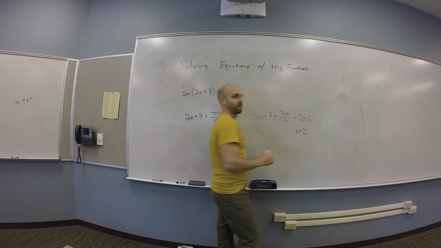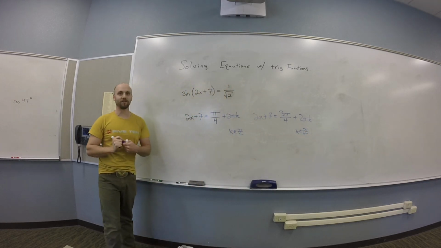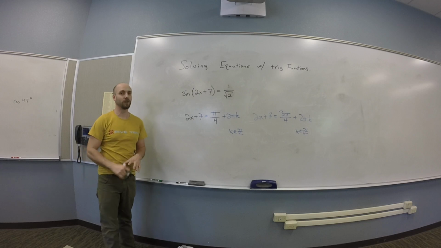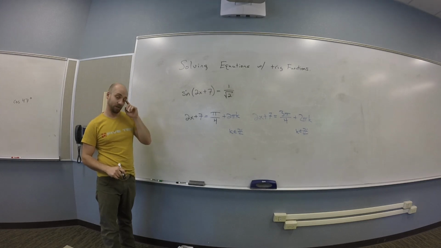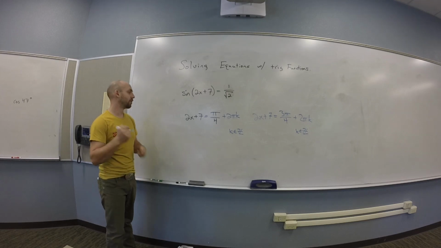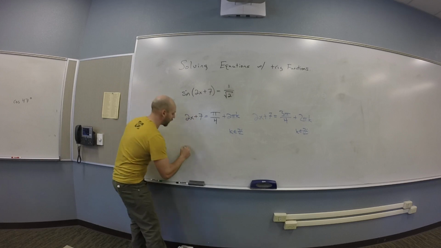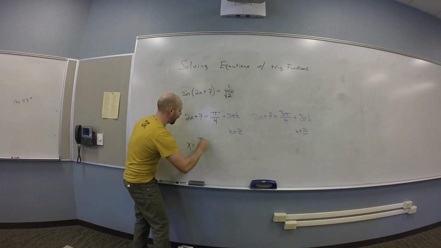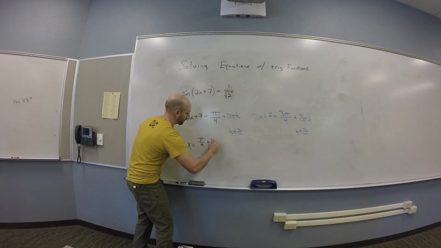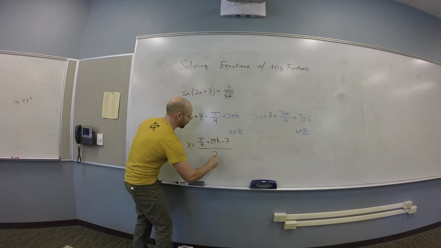And it should be noted that this is what makes solving equations with trig functions messy, right? Okay, what's my next step with this? Well, just use algebra and solve for x. So subtract 7, then divide by 2, right? So you get x is pi over 4 plus 2 pi k minus 7, all over 2.